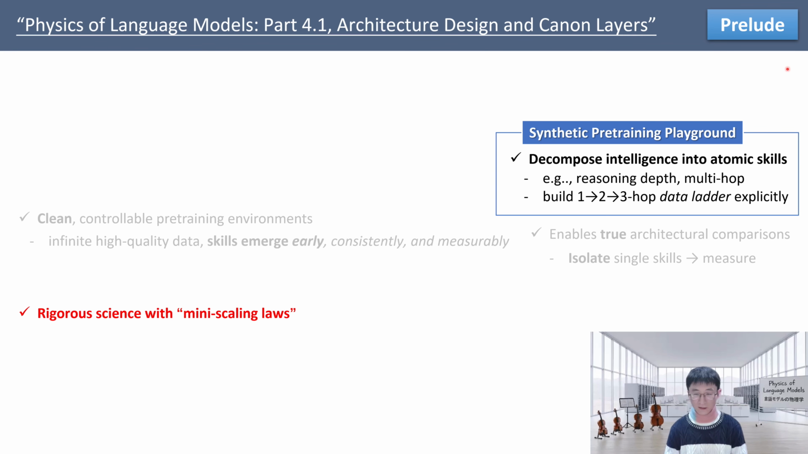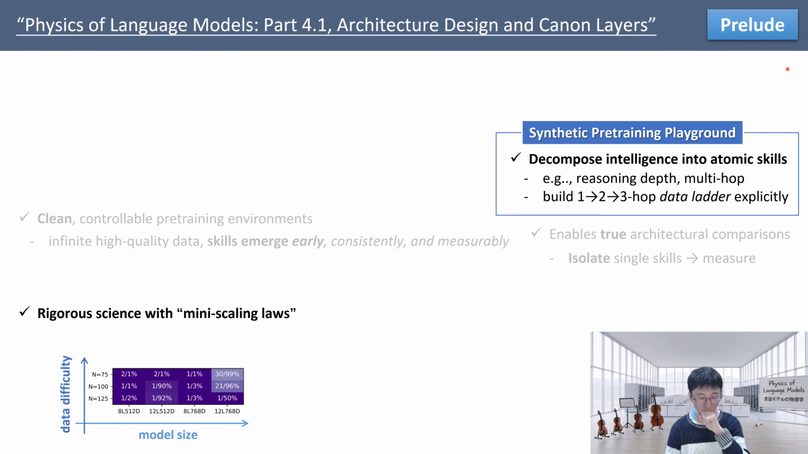The third benefit, which I think is the most important, is that once you do the synthetic pretraining, you can do rigorous science with what I call mini scaling laws. What I mean is that you can not only vary the model sizes like everyone else does, you can also vary the data's difficulties. In real-life pretraining, you pretty much only have one data set, right? And you cannot control the difficulty of the data, because real-life data is just whatever the difficulty is.